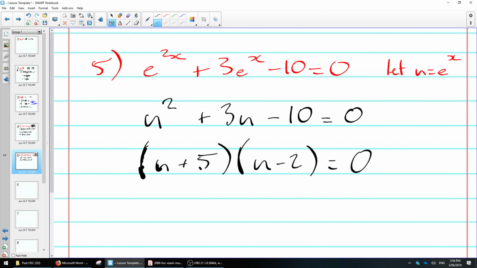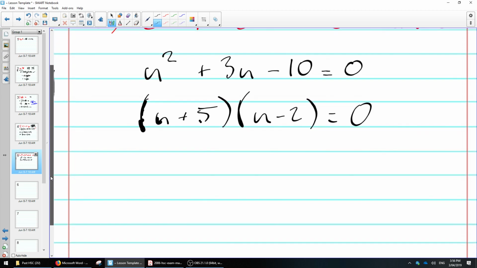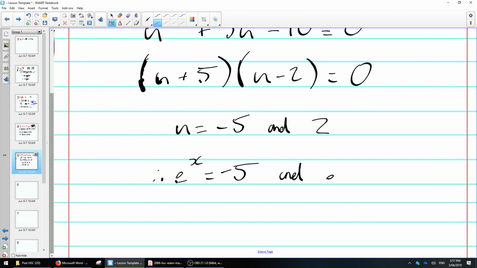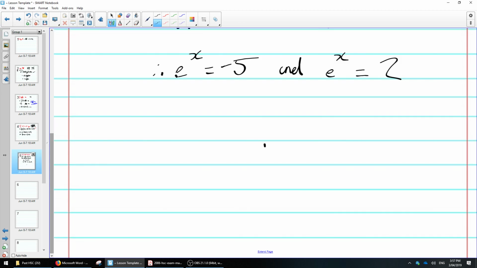So u equals what? u equals negative 5. Fine, so that's 1 mark there. 1 mark is for finding the two values for u, but we don't care what u is. We care what e to the power of x is, or what x is. So therefore, e to the power of x equals negative 5, and e to the power of x equals 2. Now, we never actually found what x is.